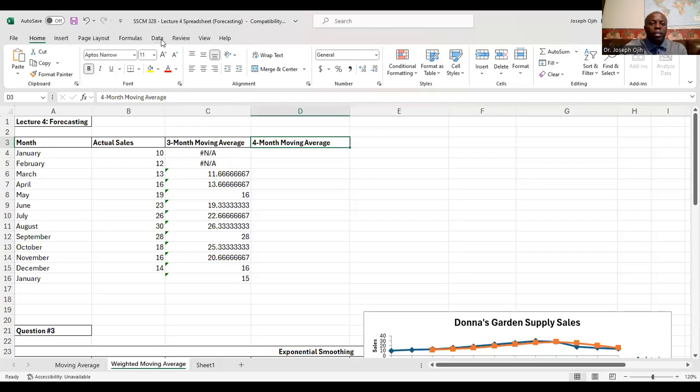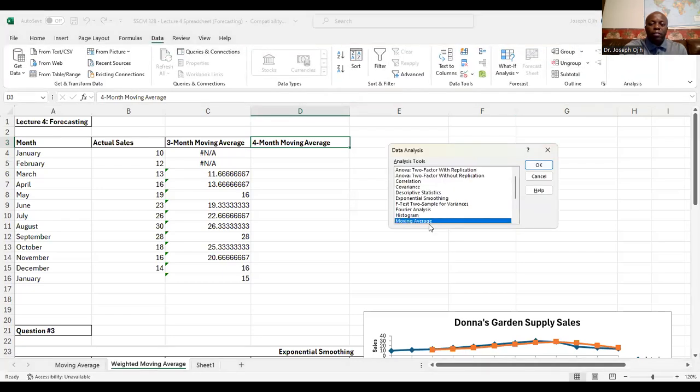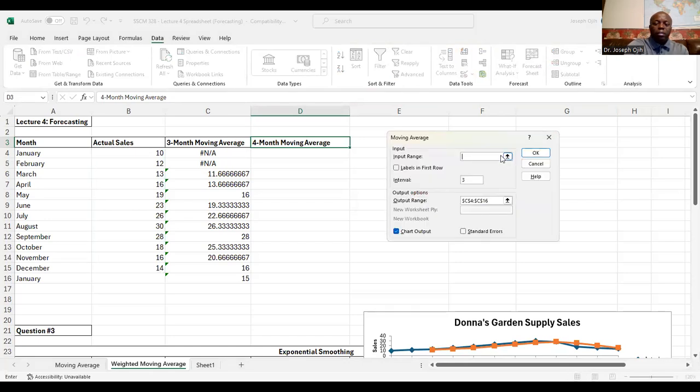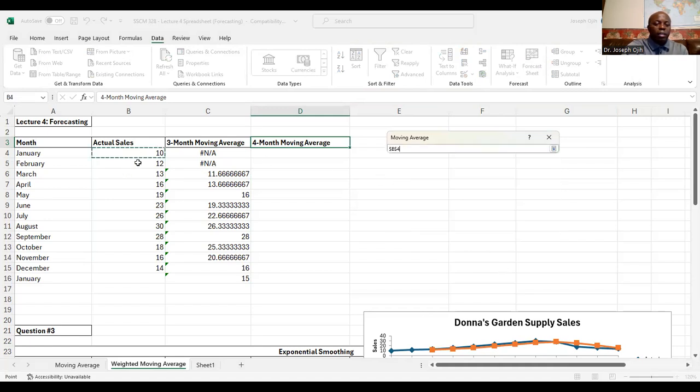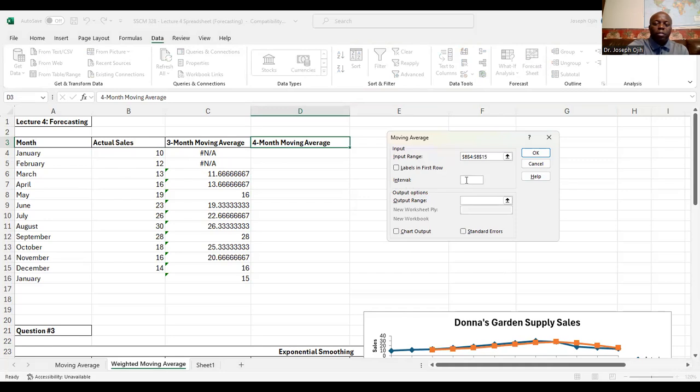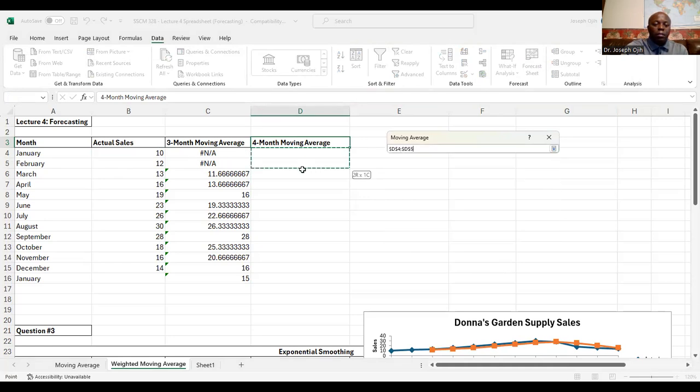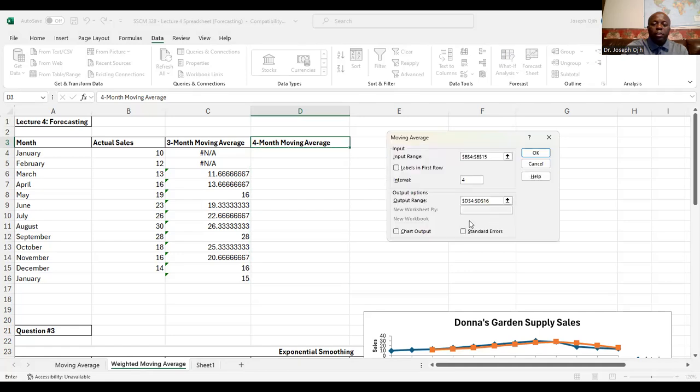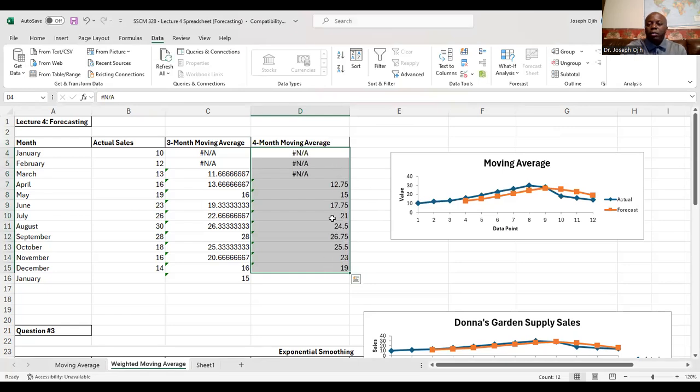So you click on data analysis, moving average. Clear all these things here. Now click on this. Highlight the numbers that are given. Then for the interval, put 4. If it's a 5 months moving average, put 5. For the output range, I want my output to be here. For the chart, include chart. Then click OK. See, it gives you the 4-month moving average right away.